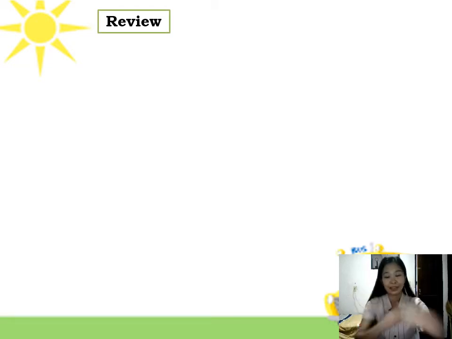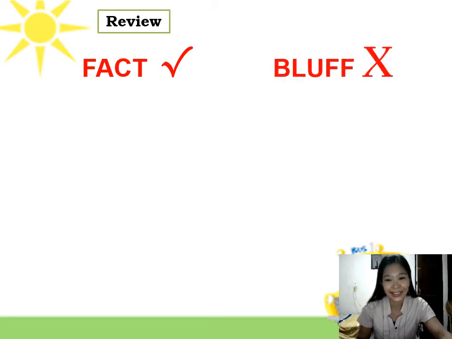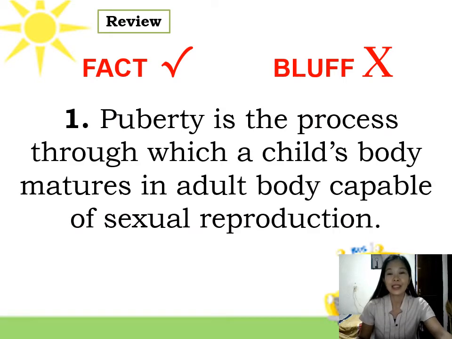But before that, let us have our review. Are you familiar with the game Fact or a Bluff? You are going to write fact if the statement is true, and you are going to write bluff if the statement is false. Are you ready? Okay, so number one, puberty is the process through which a child's body matures into an adult body capable of sexual reproduction. Is it a fact or a bluff?